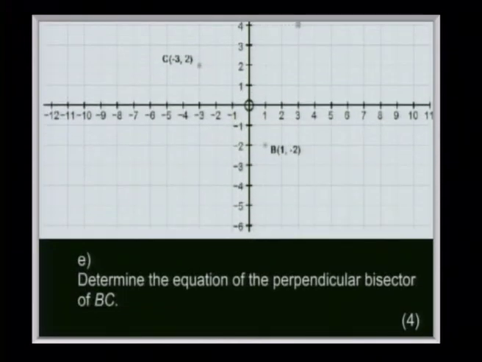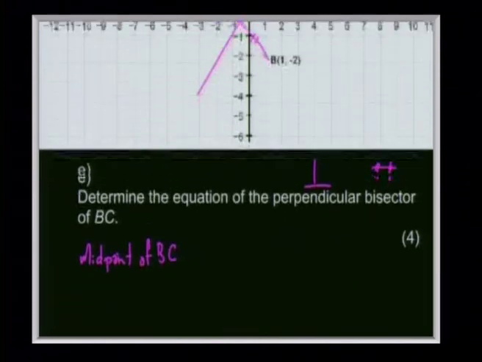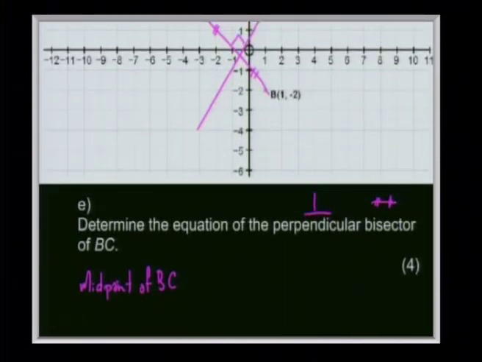Determine the equation of the perpendicular bisector of BC. Wonderful, there's BC. Perpendicular bisector. It is going to lie somewhere over there, cutting it at 90 degrees, and it's going to cut it in the center. So what do we need to do in this case? First thing we need to do is find the midpoint of BC.